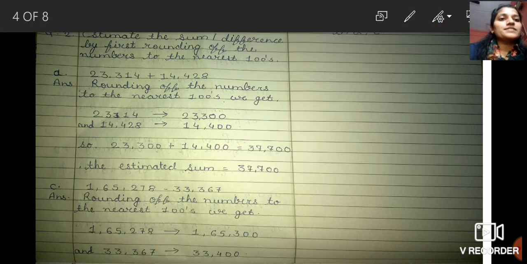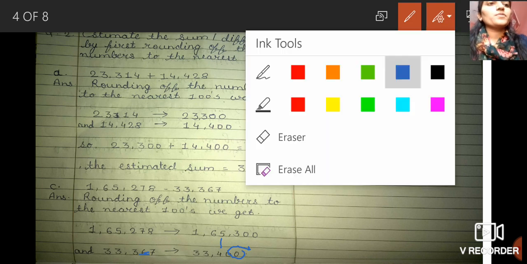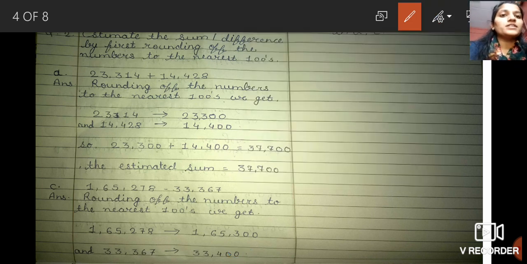Okay, let's see the next number, 33,367. So here also we can see the tens place is 6. So instead of that, we are going to write 2 zeros and we are going to add one number in the hundreds place. So 3 plus 1, 4. Okay, so our answer became 33,400. Let's find the difference now.